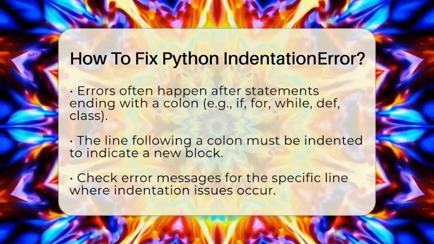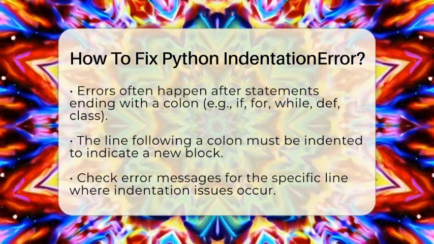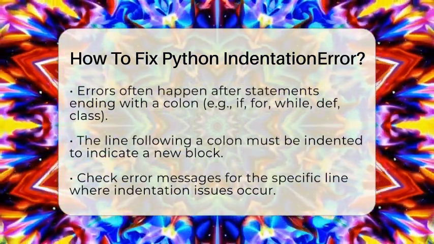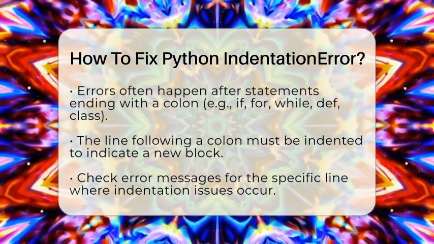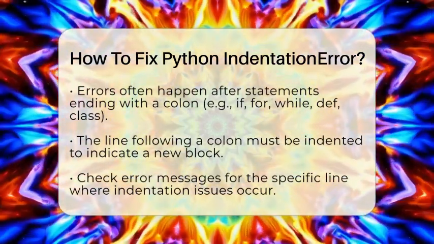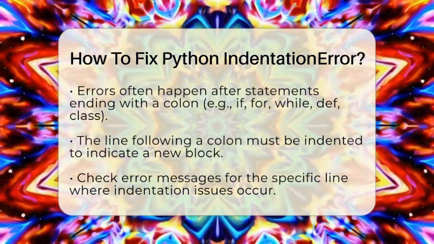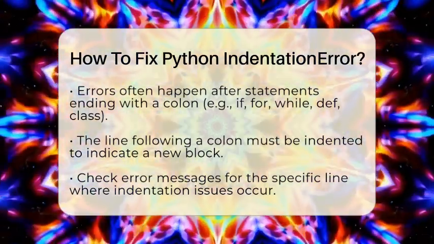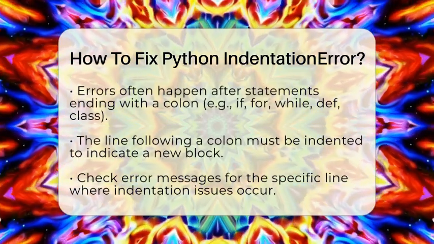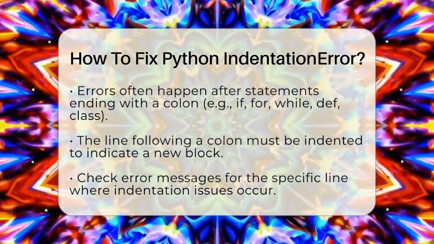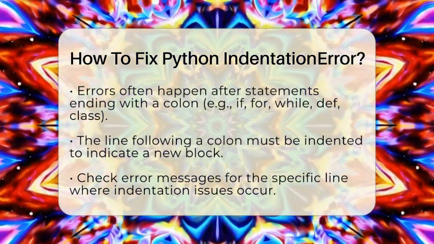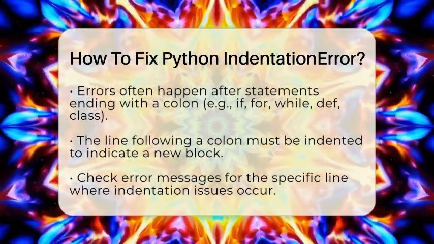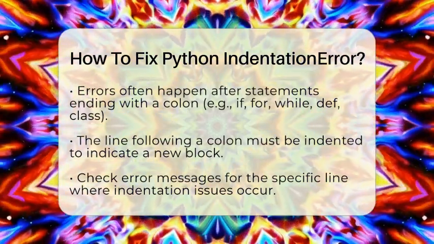When you see an error message about indentation, look at the line it points to. The problem often occurs after statements that end with a colon, like if, for, while, def, or class. These lines introduce a new block, so the next line must be indented. For example, if you write if condition:, then the code inside the if statement should be indented by four spaces or one tab.